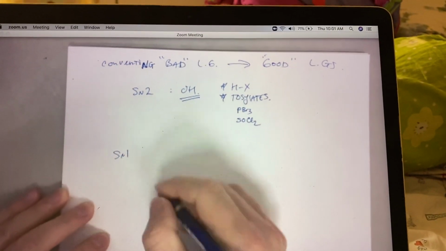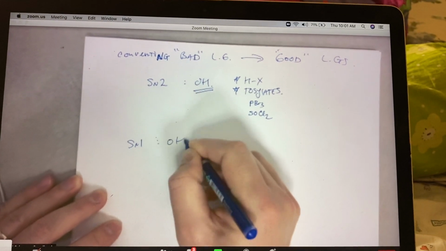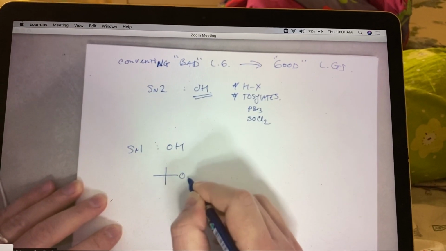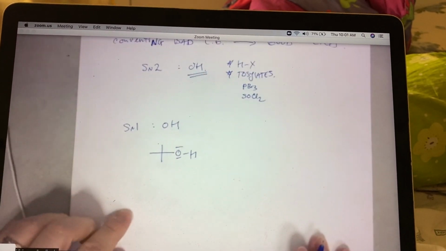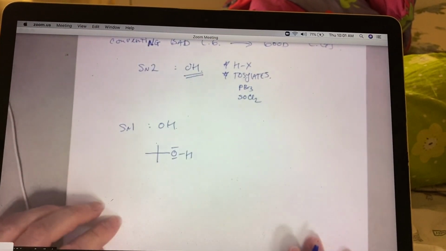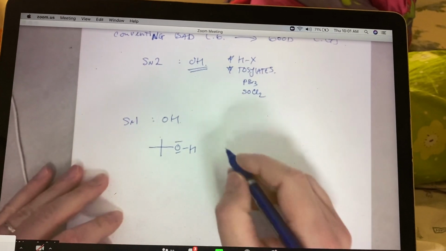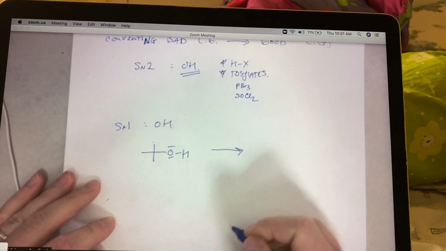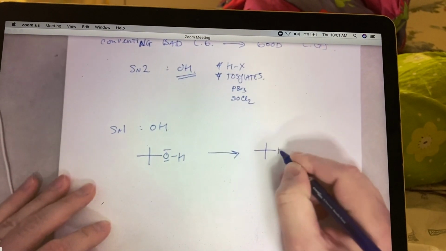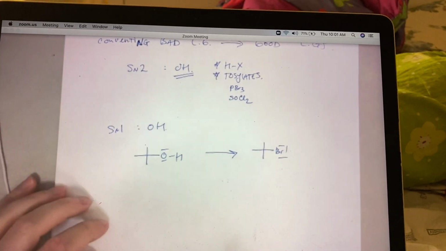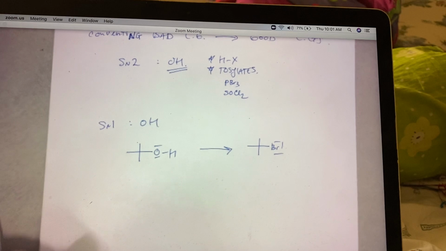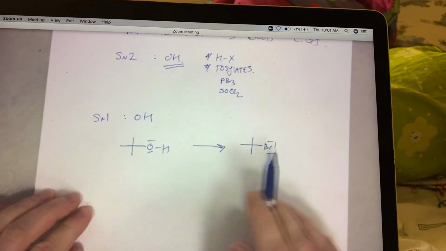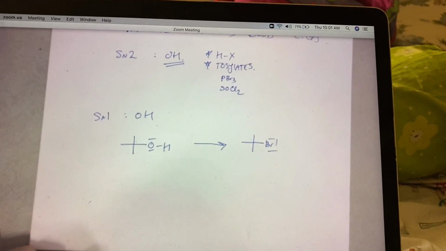SN1 reactions, but the leaving group matters. So again, let's look at OH, and let's look at tertiary butyl alcohol as our substrate. And let's imagine that we are trying to make tertiary butyl bromide from it, right? So let's imagine we're trying to make this particular conversion take place.